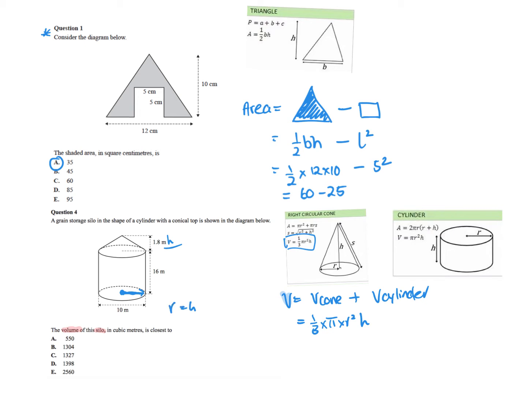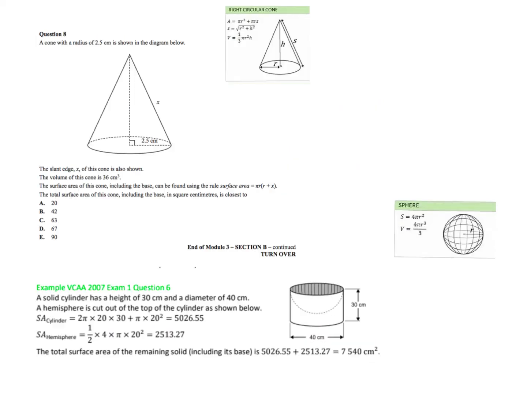5. Good, 5. So we'll have 1/3 times pi times 5 squared times this is the cone's height, which is 1.8, plus the volume of a cylinder, which is pi times the radius squared times the height, which is 16, and we plug all that in. Okay, so I got that to be 1304 if you round up. So there you go.